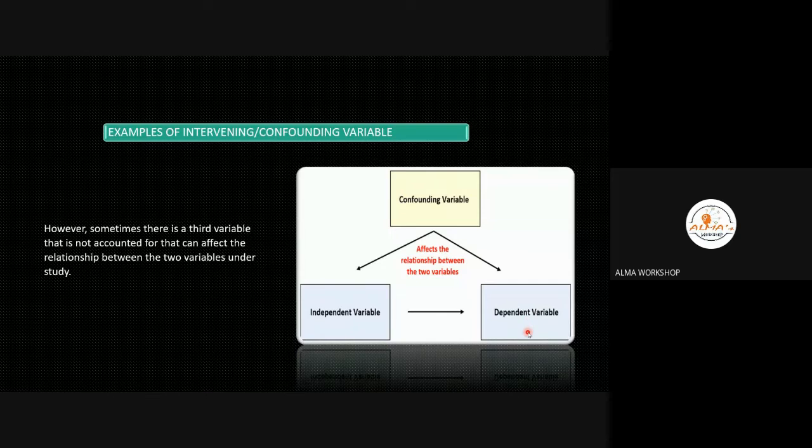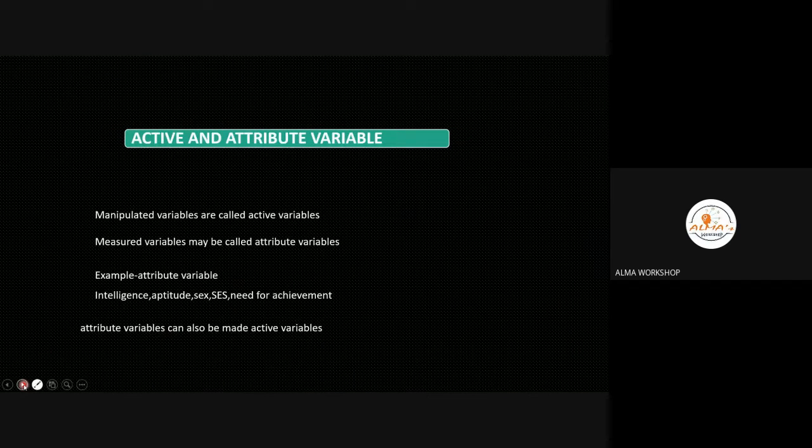Other than the independent and dependent variable, when you do experiments, there are other types of variables. One such variable is a confounding or intervening variable. See, the manipulated variable is the independent variable. It is otherwise called the active variable, and measured variables may be called attribute variables. I am just giving you the different names of the independent and dependent variables, and the other variables that act in between in experimental research.